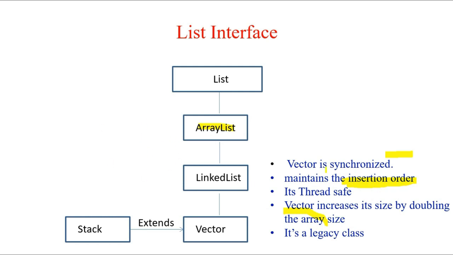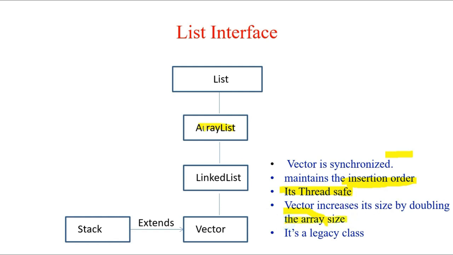So vector is synchronized. It maintains the insertion order, and it is thread safe. So this is a very important point of vector. This is basically a legacy class, but it is very important because it is a thread safe collection. Basically, when multiple threads are working together, it is a completely safe thing to do. Now, the vector increases its size by doubling its array size.